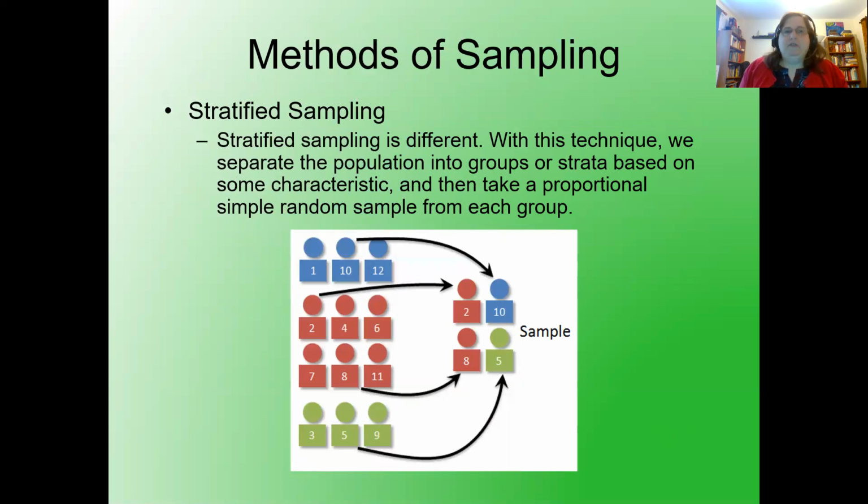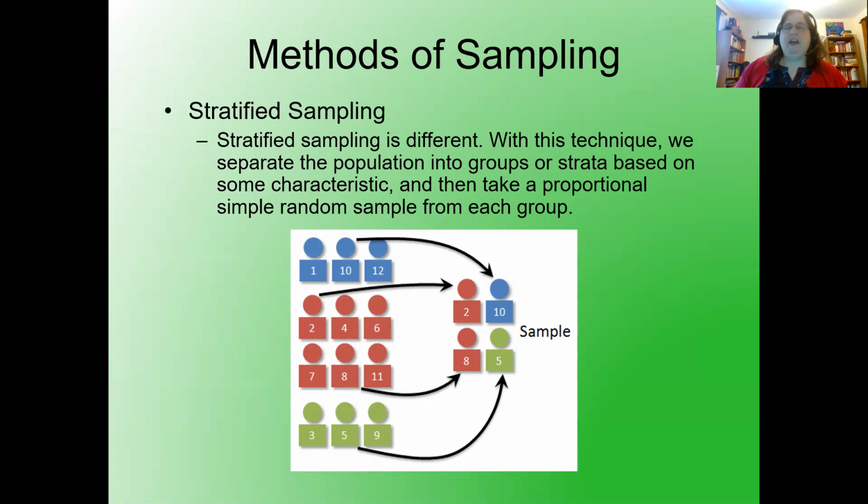And that way is called stratified sampling. See, stratified sampling is a bit different. With this technique, we separate the population into groups or strata based on some characteristic and then take a proportional simple random sample from each group. Okay, so first here, we're going to separate our marbles into 3 bags. A bag of red marbles, a bag of blue marbles, a bag of green marbles. And once we've separated our population out into those groups, we can select a proportional simple random sample from each group.